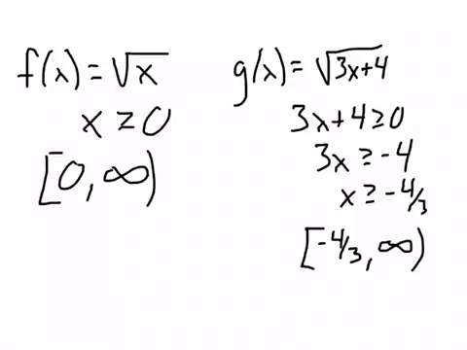So notice what I'm saying. I'm not saying that x can't be equal to a negative. That's fine. x can be negative 1. Negative 3 plus 4 is still positive 1. What I'm saying is the inside of that root can't be negative.